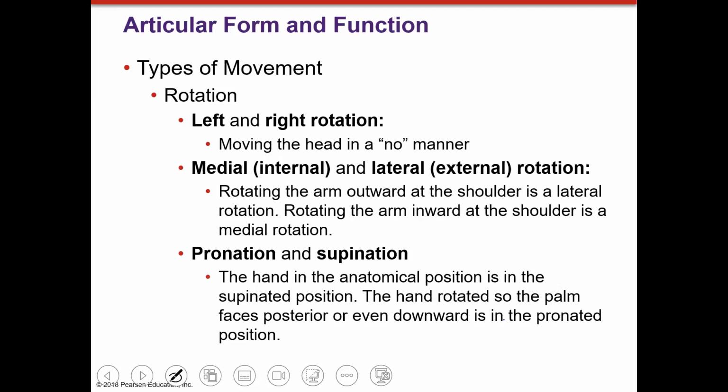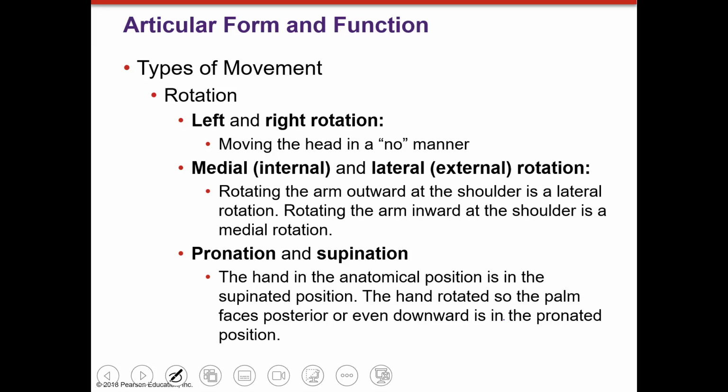Rotation. If you look left and you look right, you just rotated your neck. Moving the head in a "no" manner would be rotation. Medial and lateral rotation, or medial can also be called internal, lateral can be called external. And we'll have pictures for these. This will come to life in a moment.